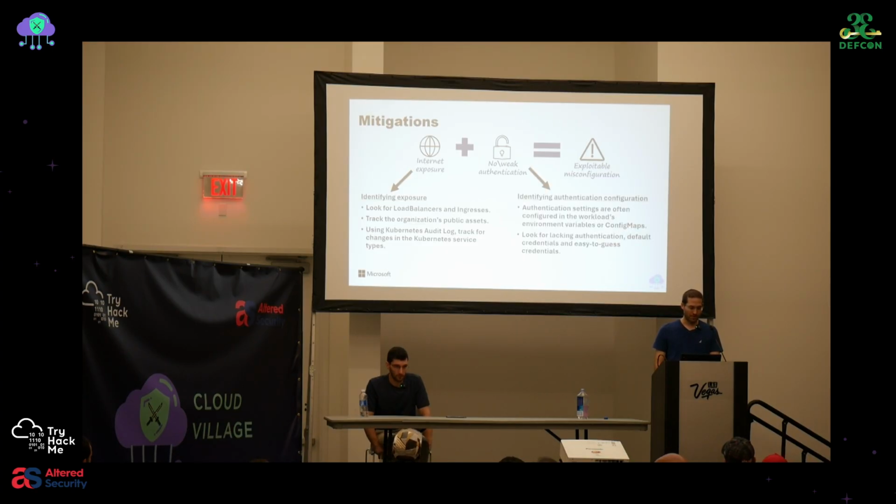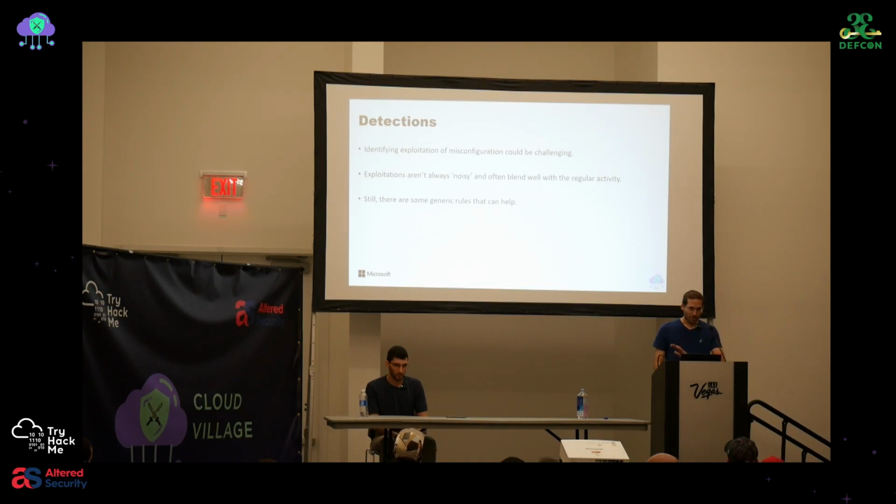Now let's talk about authentication. In cloud-native applications, this is often configured in the application manifests. So look for problematic settings like allowing anonymous access, and also look for usage of default credentials or easy-to-guess credentials. And now with LLMs, it's actually quite easy to identify easy-to-guess credentials. So if you scan your manifests with an LLM, you can try to identify them.